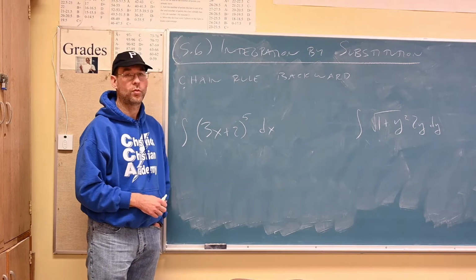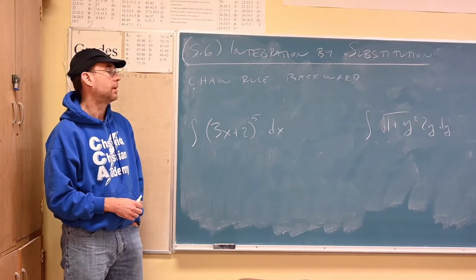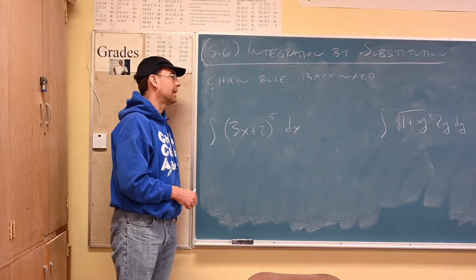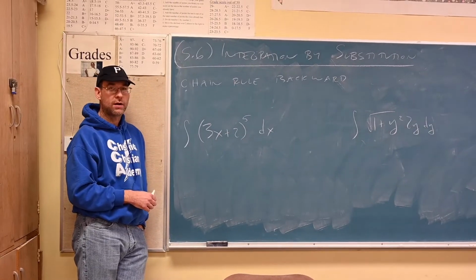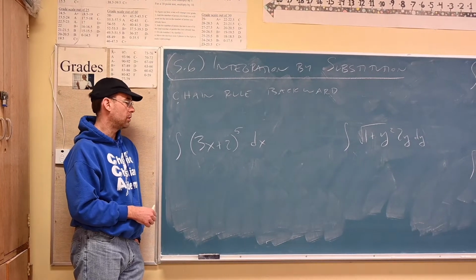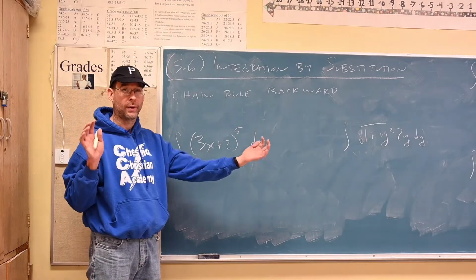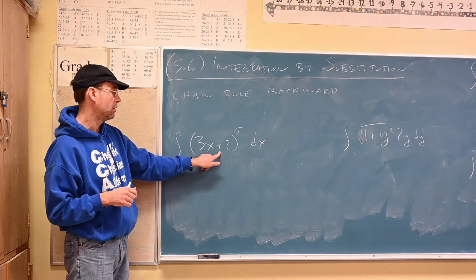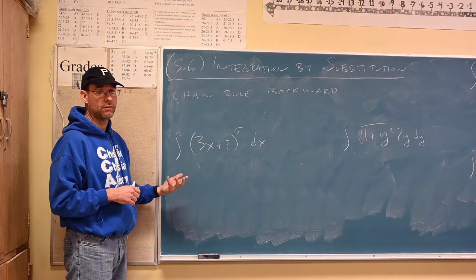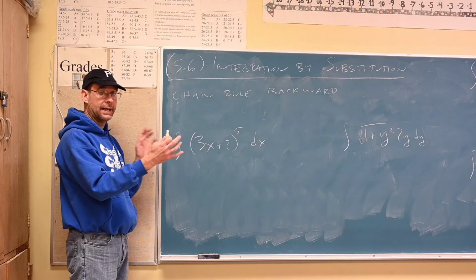So today we're in 5.6 doing a thing called integration by substitution. Basically, this exists to do the chain rule backwards. So when you've got pretty big, long, complicated derivatives, like if I asked you to do the derivative of this, we've done the chain rule where you work from the outside in.